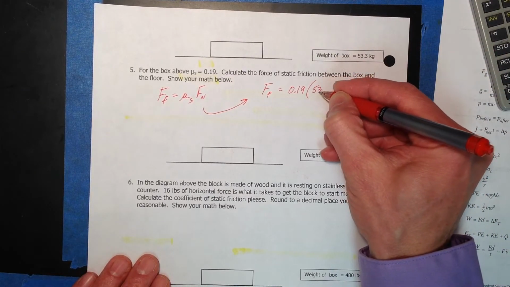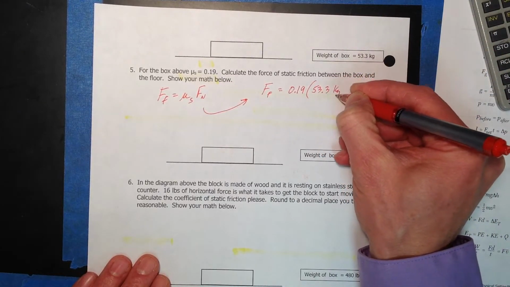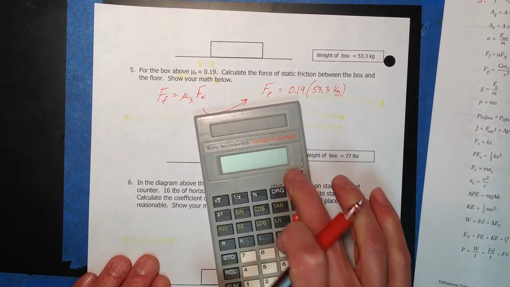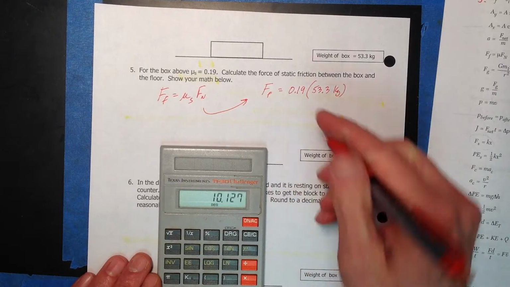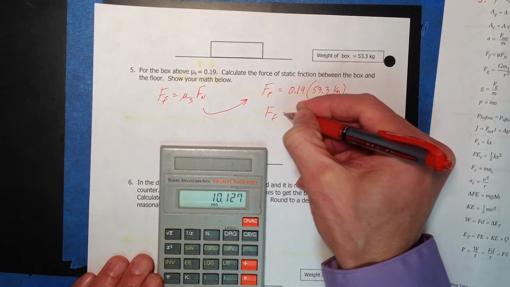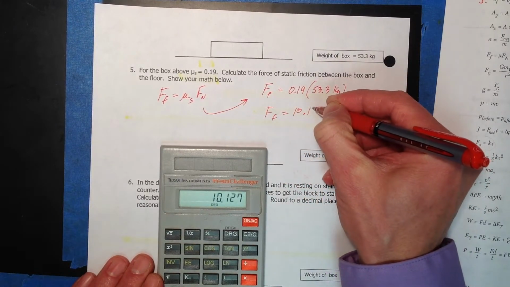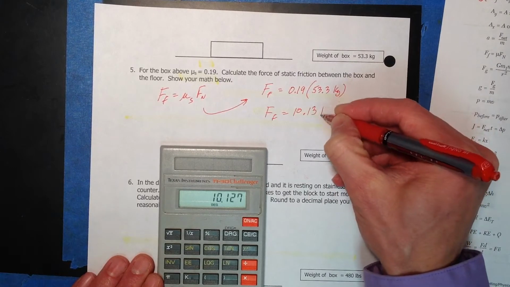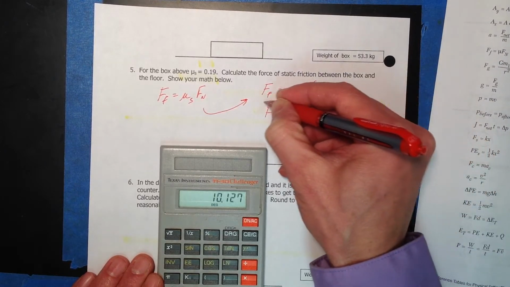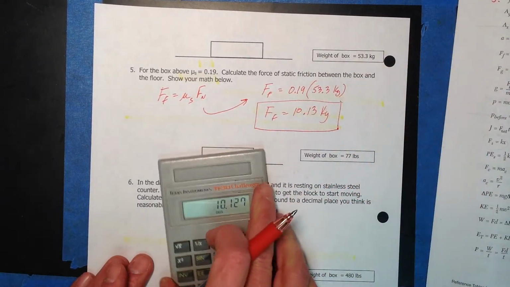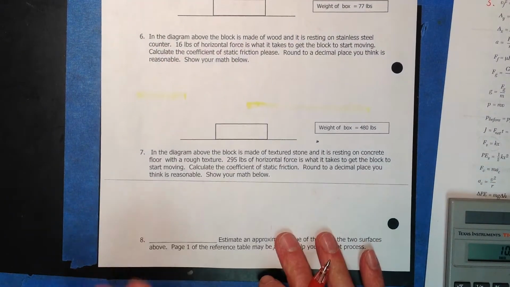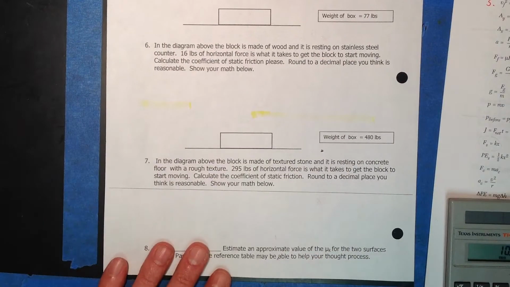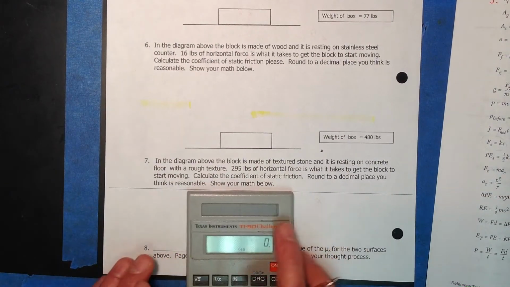So in this case, we're measuring them with kilograms. Okay, and we just do that math. 0.19 times 53.3. So now your force of friction is 10. I'll round it like this, and that's kilograms. Units are vital here, whether using pounds or kilograms or grams or whatever it may be. Okay? So those are pretty straightforward ones. 6 and 7 are a little bit different.